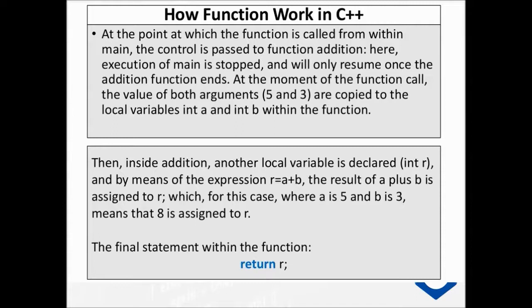Then inside addition, another local variable is declared, int r, and by means of the expression r is equal to a plus b, the result of a plus b is assigned to r, which for this case, where a is 5 and b is 3, means that 8 is assigned to r. The final statement within the function is return r.